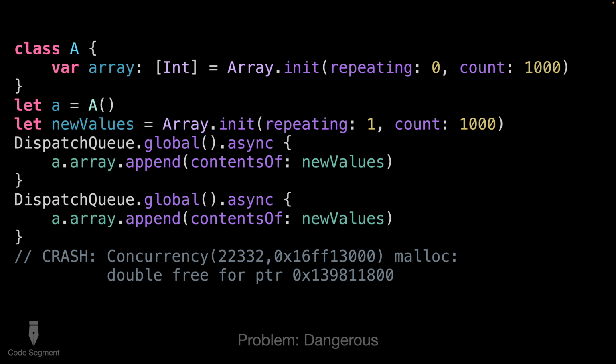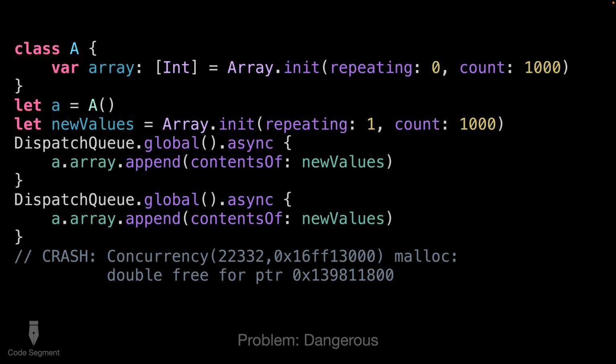They're also dangerous. Dispatch queues are very dangerous. It's hard to use them safely. Let's take a look at this very simple class A. It has an array of integers, repeating 0, 1,000 times. So it's an array of size 1,000 and every value inside of it is 0, okay? Then here, we'll create a new instance of A, which immediately has this value. Then outside of A, we will create another one that has the value 1, 1,000 times, right?